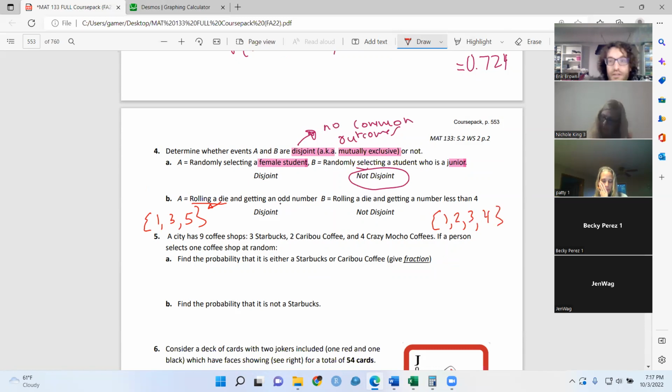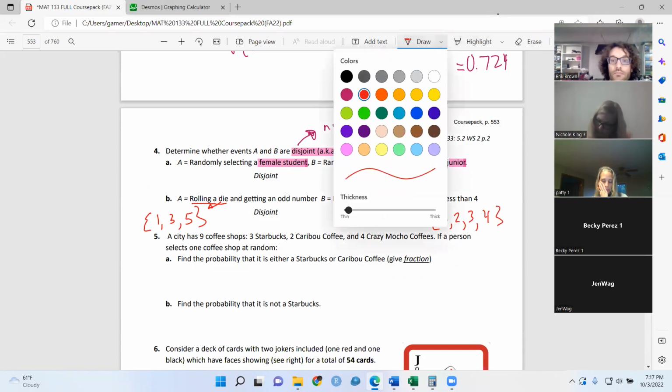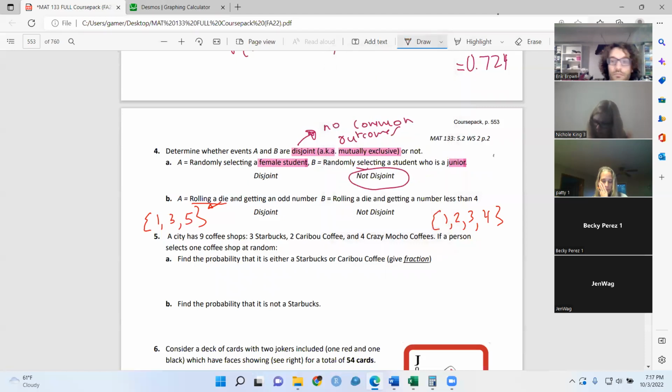Okay, are these two events disjoint? Yeah, there's an overlap. What's the overlap? 3. Is there another one? And 1. Yes. Because those two outcomes are in both sample spaces, in both lists of outcomes, that makes them not disjoint.